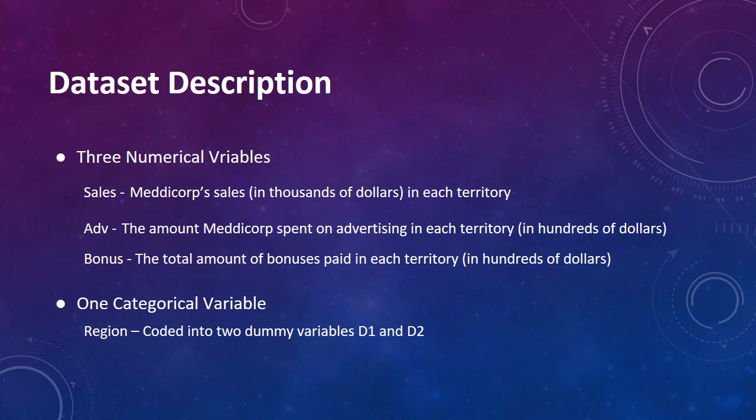The dataset includes three numerical variables: Sales, which is Medicorp's sales in each territory; Advertising, the amount Medicorp spent on advertising in each territory; and Bonus, the total amount of bonus paid in each territory. There is also one categorical variable, region. The region is coded into two dummy variables, D1 and D2. So there are five total variables. The dependent variable is sales, and the independent variables are advertising, bonus, D1, and D2.